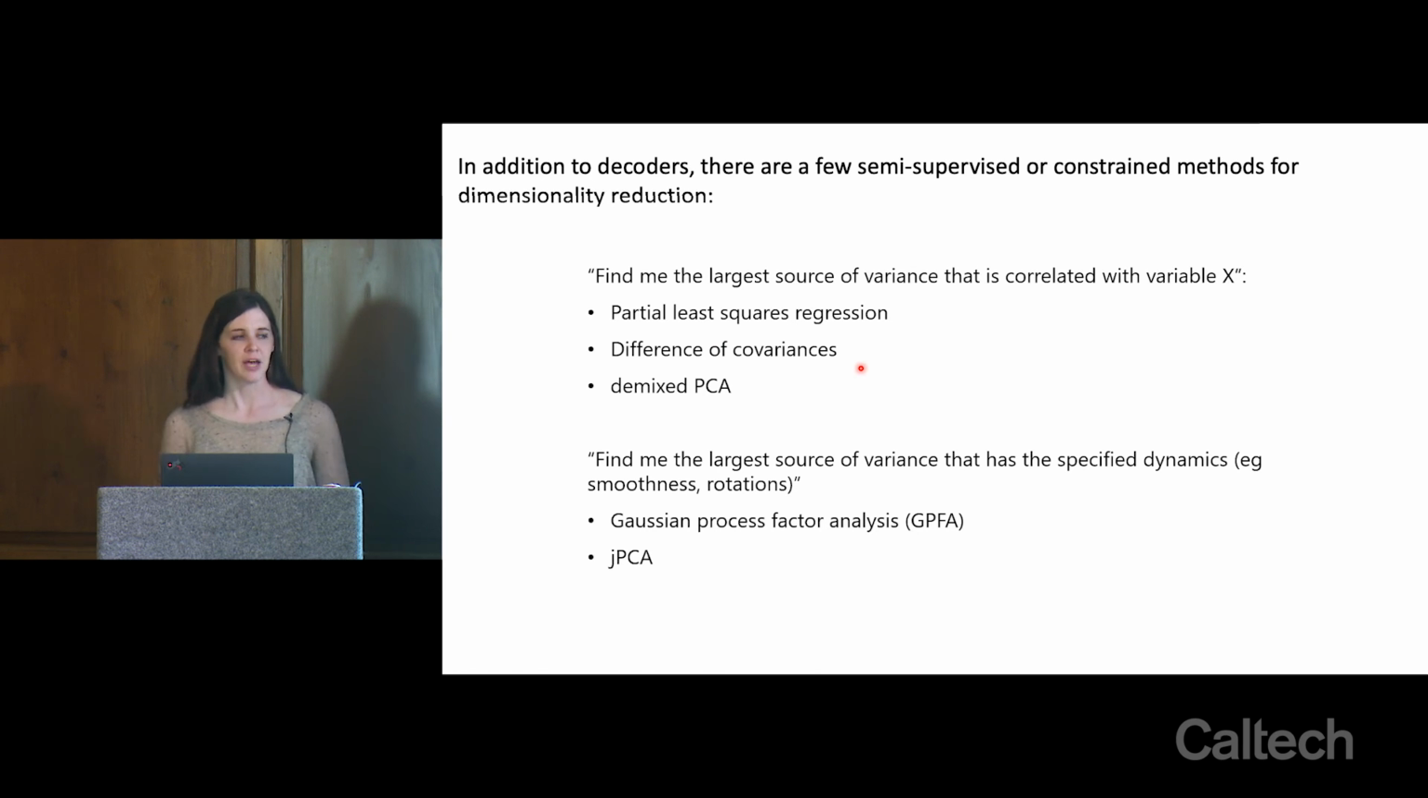And then, as we talked about before lunch, there are also methods for imposing certain constraints on your principal components. You can say you want them to be smooth in GPFA, or you can try to find components that have rotational dynamics, which is a method called jPCA.